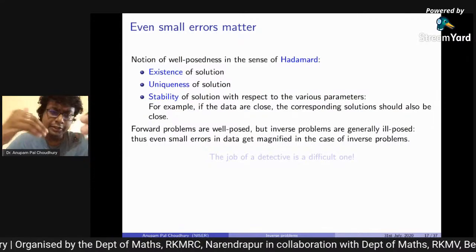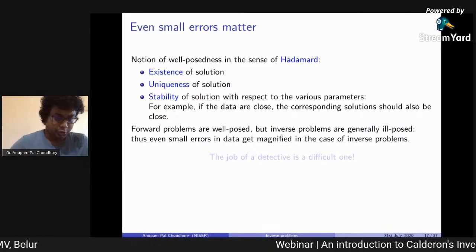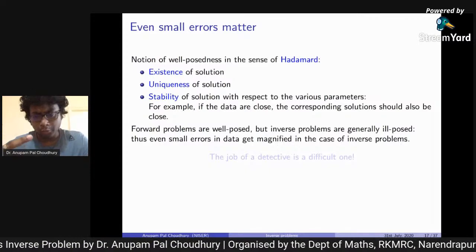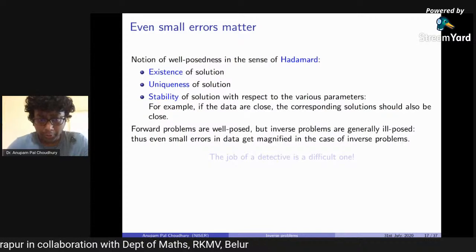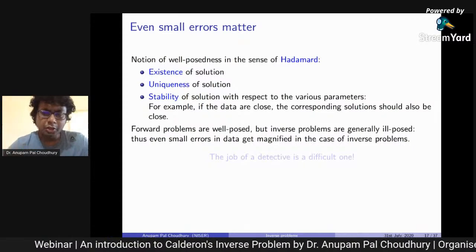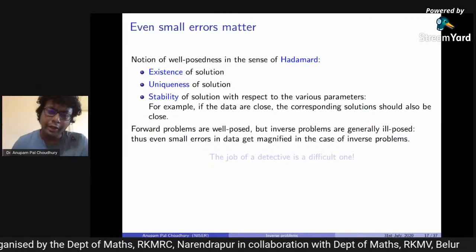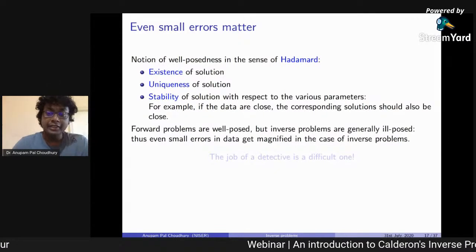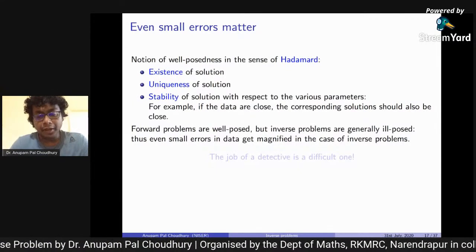Because if stability is absent, then numerically, if you want to study these differential equations, that's a huge issue. In numerics, we will always have some kind of errors, whether error in measurements or the computer's own inherent round-off errors. So you will always make errors, and you always want to make sure the problem you study is stable. So even if you make a small error, the corresponding solutions you get are also nearby, not very far away or different. Usually the forward problems that we tackle in mathematics are well posed: they have existence, uniqueness, and the good property of stability. But inverse problems are generally ill-posed, and ill-posed means the stability is absent. So even very small errors in data can get magnified in the case of inverse problems.